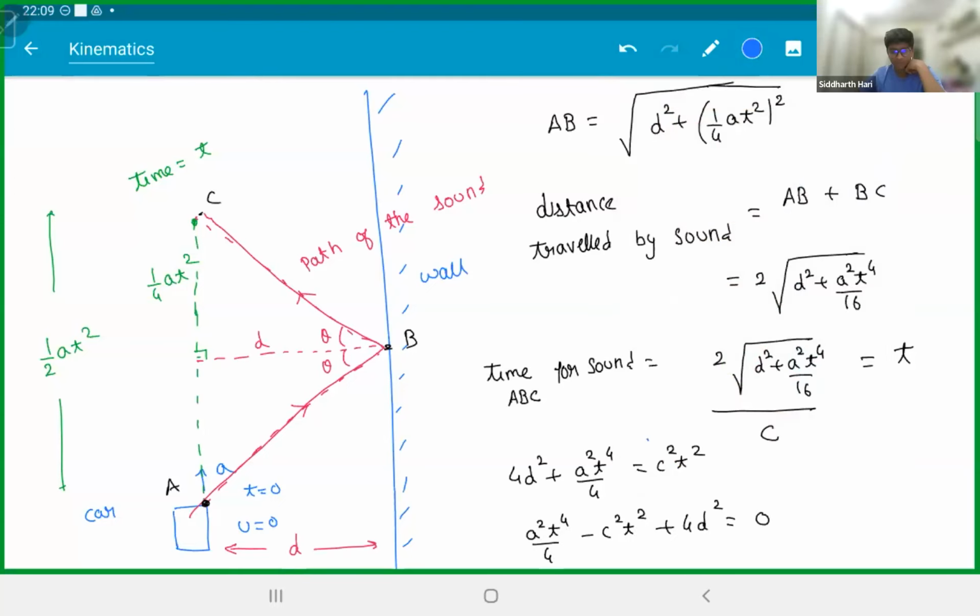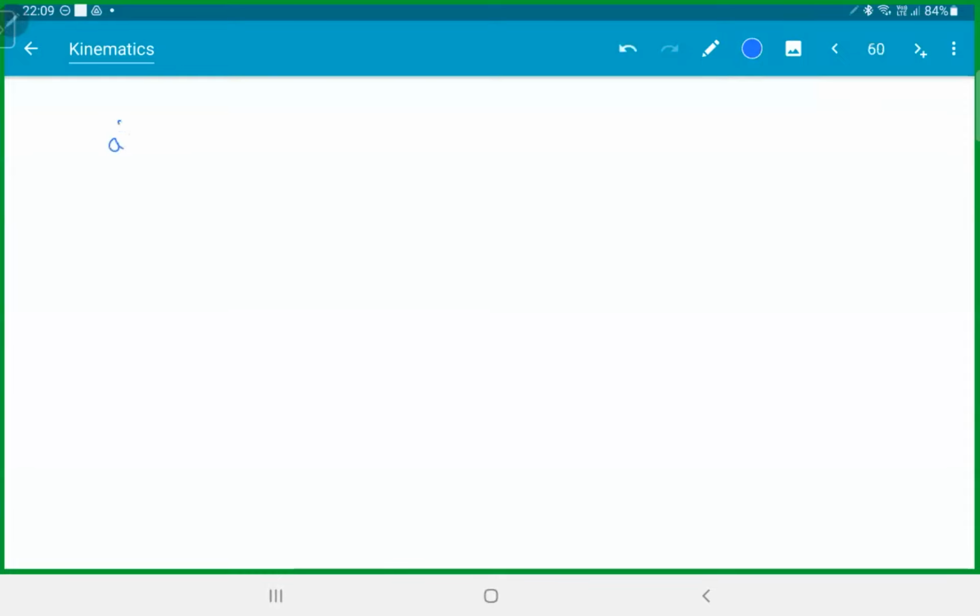Sir, I simplified this by making all denominators the same and then cutting it up. How did you do that? Let's see. Well, I got the same, but then that 4 below, I took it to this thing.